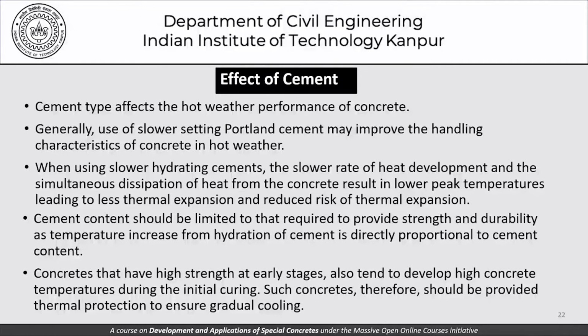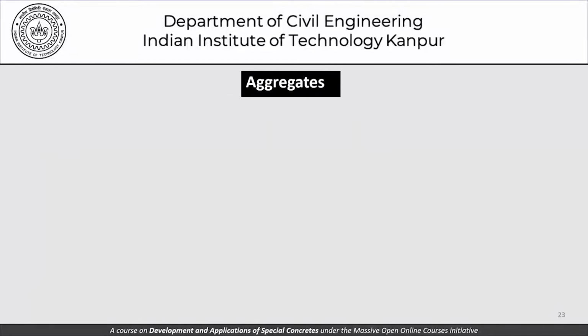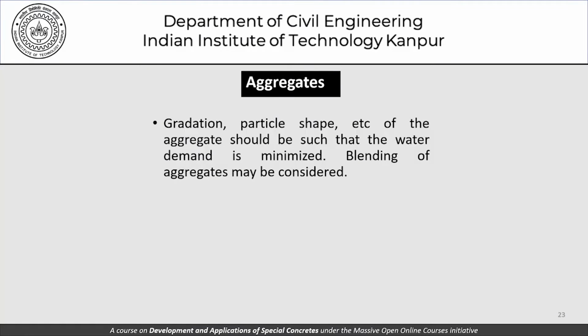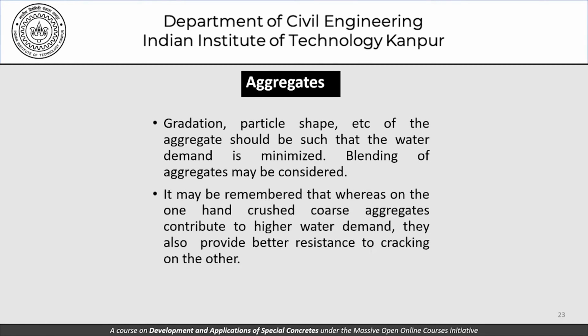As far as aggregates are concerned, we've already talked about water and cement. Now coming to aggregates, the gradation, particle shape, and so on of the aggregate should be such that the water demand is minimized. Blending of aggregates may be considered. It may be remembered that whereas on the one hand, crushed coarse aggregates contribute to a higher water demand, they also provide better resistance to cracking.